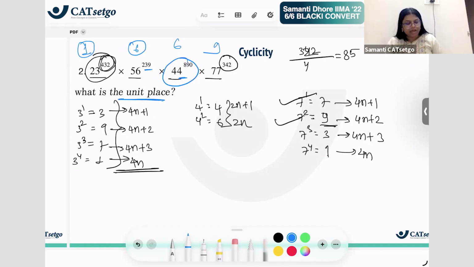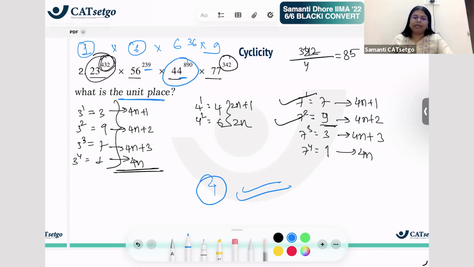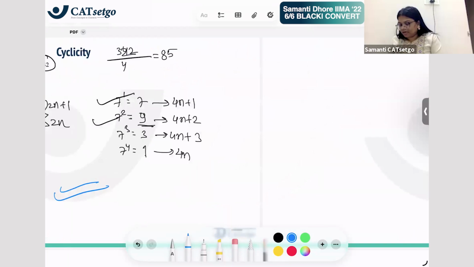So now finally I am going to find unit place by multiplying all of these unit places. 1 into 6 is 6. 6 6 are 36. So 36 plus 6 into 9 is 54. So 4 is going to be my unit place. सही है? आ गया आंसर? आ गया आंसर? कंफ्यूजन है साइक्लिसिटी में कि समझ गया? समझ गया ना? You guys are smart enough. This is all what cyclicity is, right?